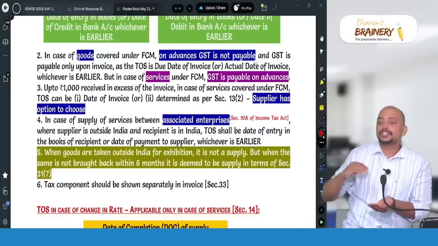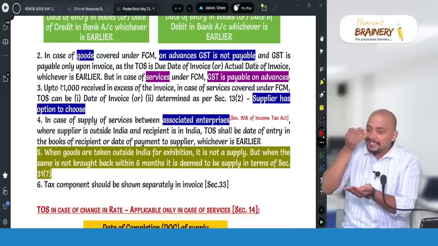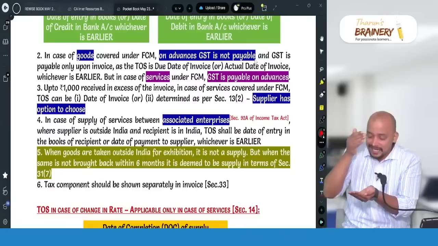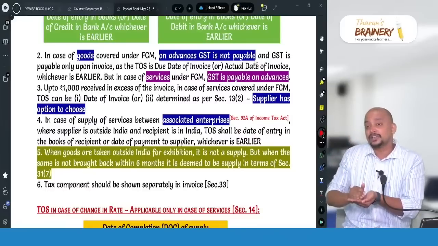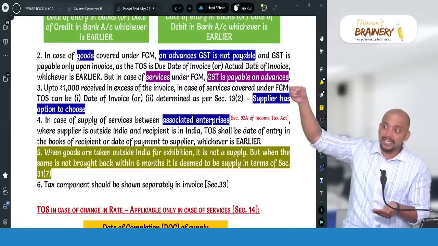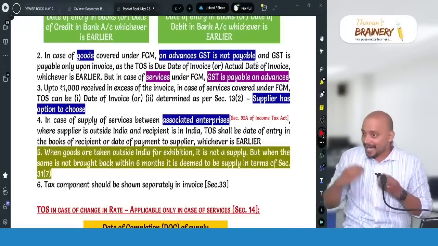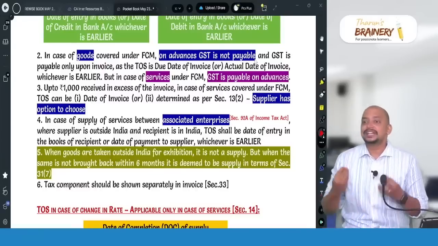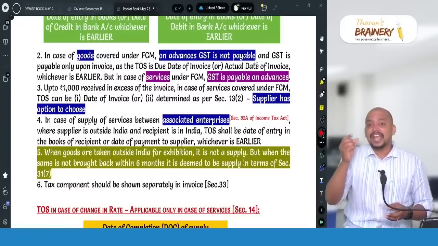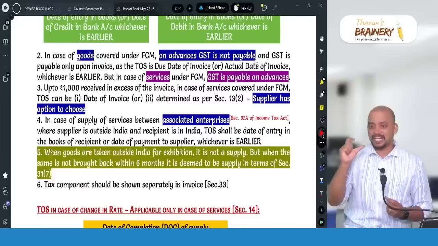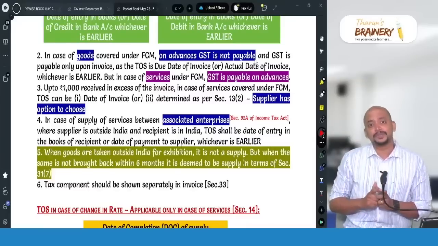Next month. So therefore, whichever is earlier: the date of receipt of that 800 rupees is this month, but the date of issuance of the invoice is next month, whichever is earlier is this month, so we need to pay this month itself. But we have a relaxation. That relaxation says if the excess amount is up to 1000 rupees per invoice, is the excess amount up to 1000 rupees per invoice? Yes.